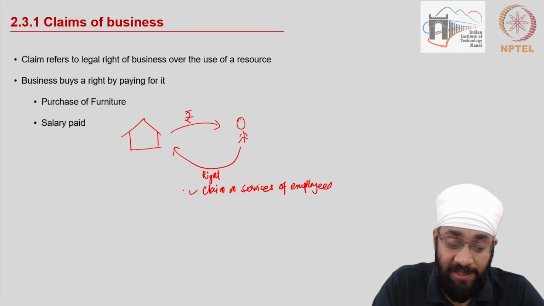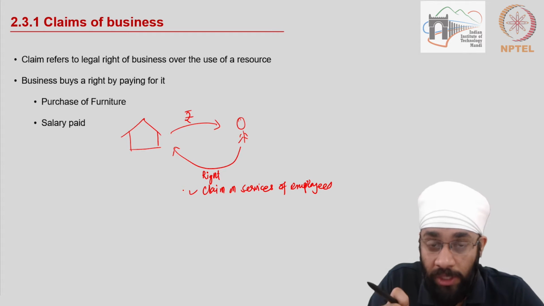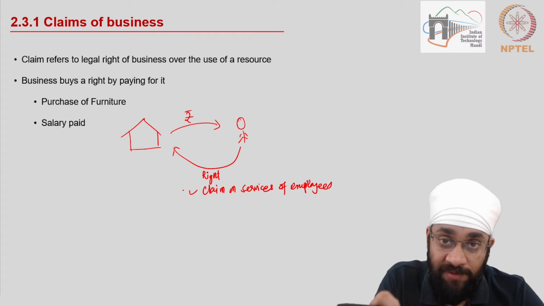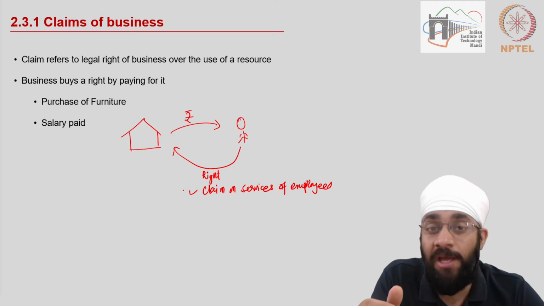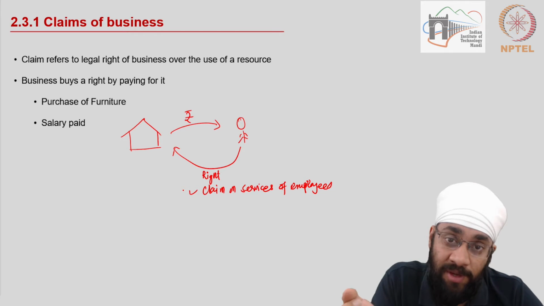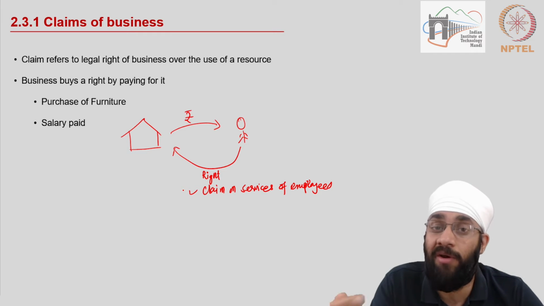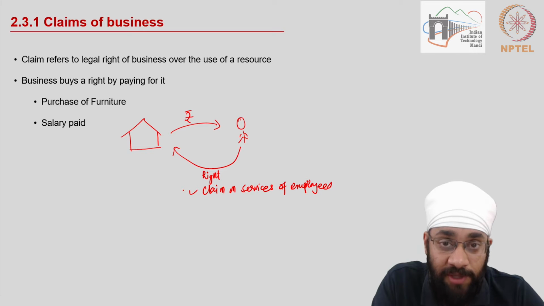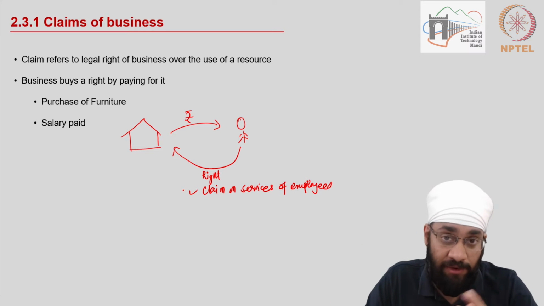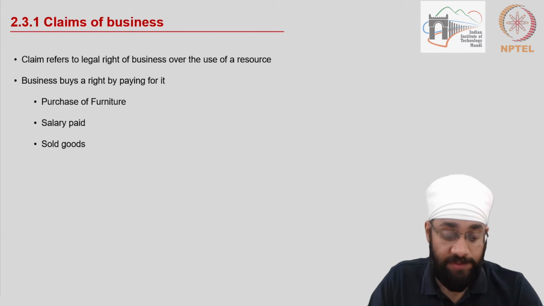So understand that claims are not only on tangible things, physical resources, but also on services. You can have a right to use the services of somebody because you bind them by a contract and you pay a remuneration to them. Okay, so another aspect of claims of business.